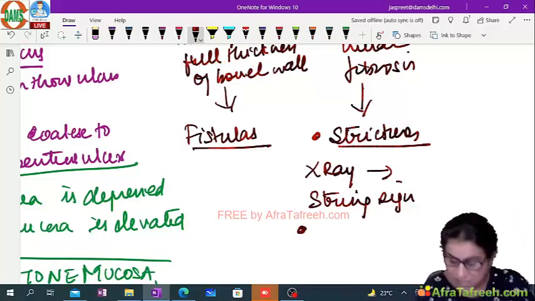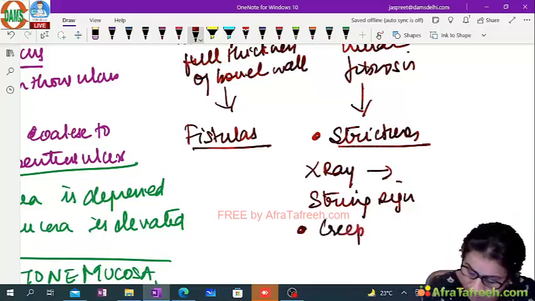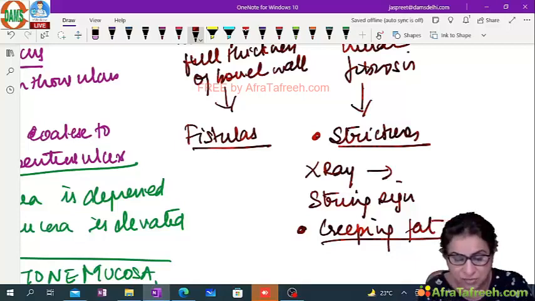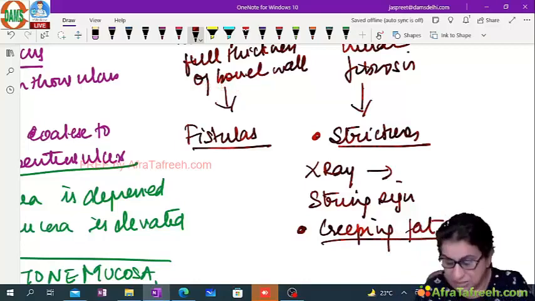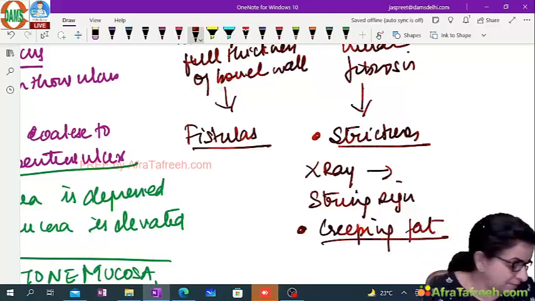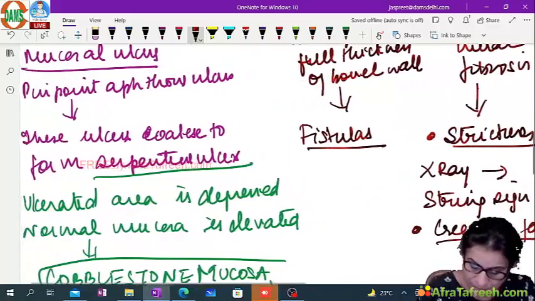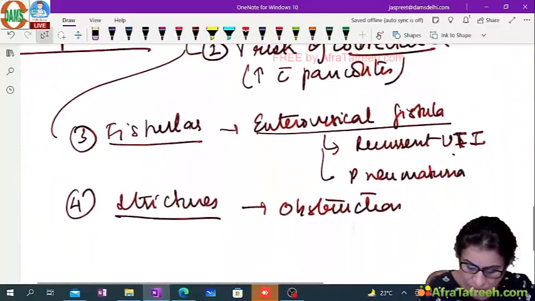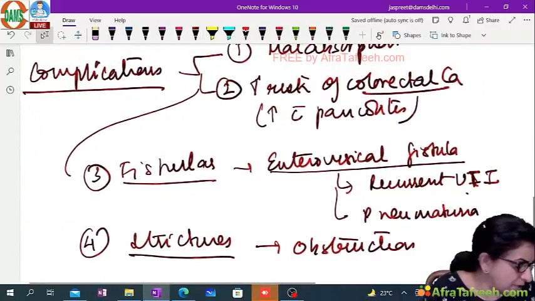This is termed creeping fat. So what is creeping fat? Creeping fat is because of fibrosis in the serosa. When there is fibrosis in the serosa, the mesenteric fat gets stuck on the serosa. This is termed creeping fat. Okay, so these are the complications which the patient can have.